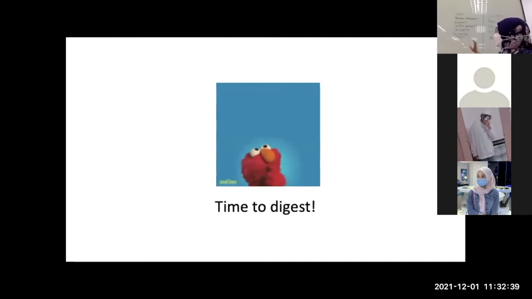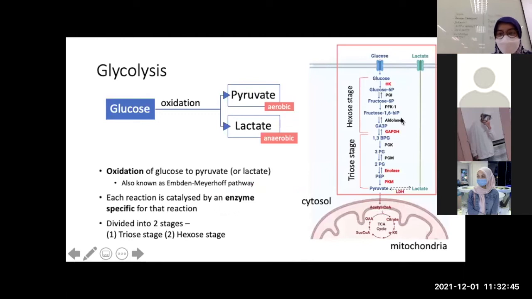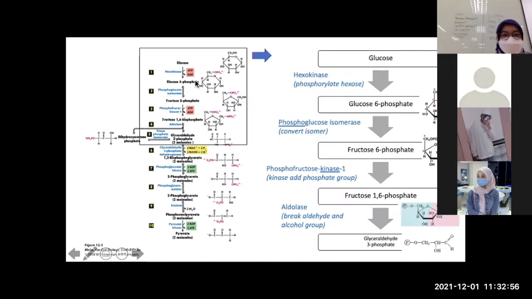Okay, and then site of reaction. Just now, glycolysis happens in the cytosol. And then we can add on how many steps there are. For glycolysis, it's 10 steps. So every time that I give you time to digest today, you can go and summarize this for each pathway.